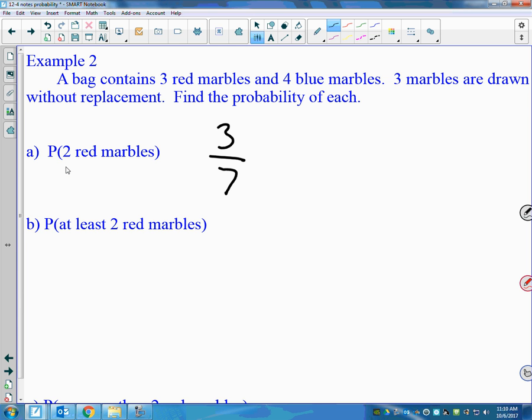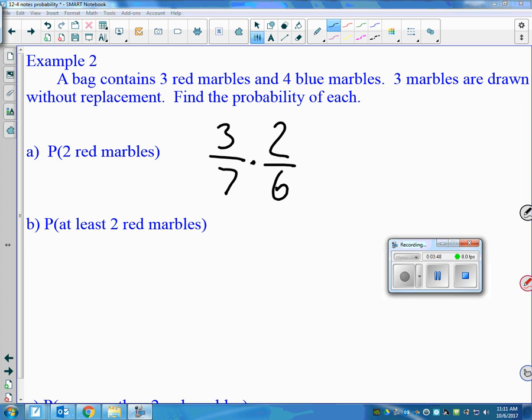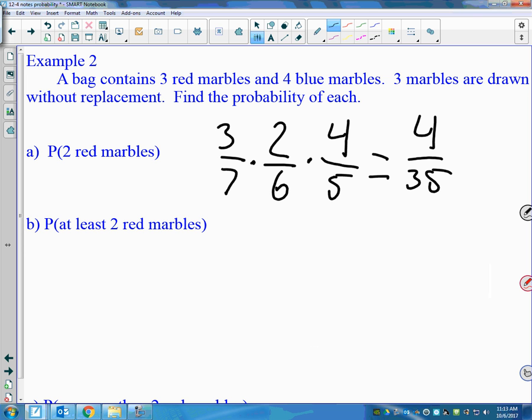But be careful here. This isn't an addition problem. This is a multiplication problem because we want 2 red marbles, all right? And since we pulled them without replacement, how many red marbles are left if we pull out 1? Well, we have 2 left out of a total of now 6 marbles. So we're multiplying these to find the probability of pulling 2 red marbles. And if you put this as a percentage, it would end up being 11.4% chance of pulling 2 red marbles and 1 blue marble.